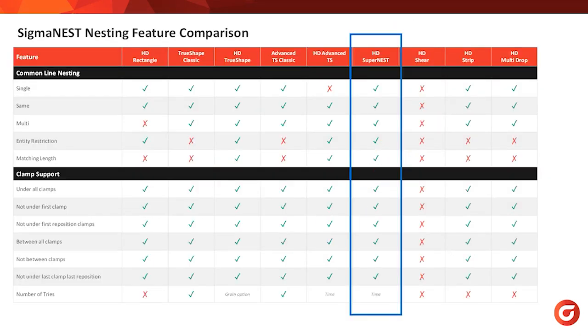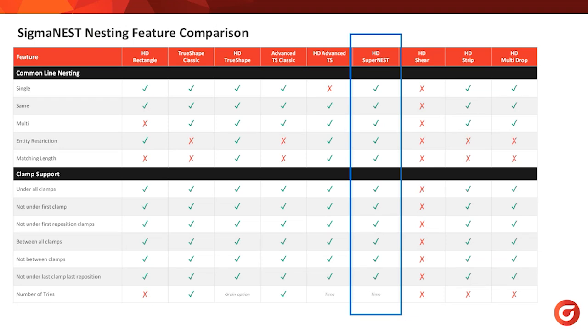As you can see from this comparison, HD SuperNEST includes all the capabilities you would expect from a modern nesting engine, and in many cases, even more. It combines speed, intelligence and optimization to deliver some of the best material utilization results available within the SigmaNEST platform.